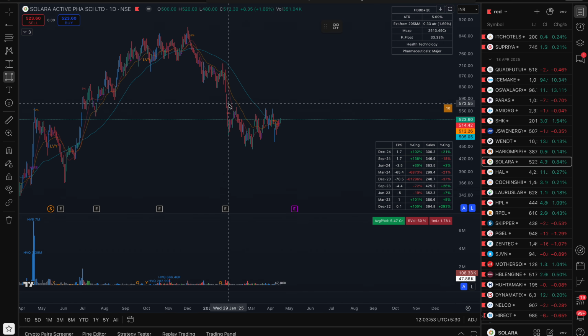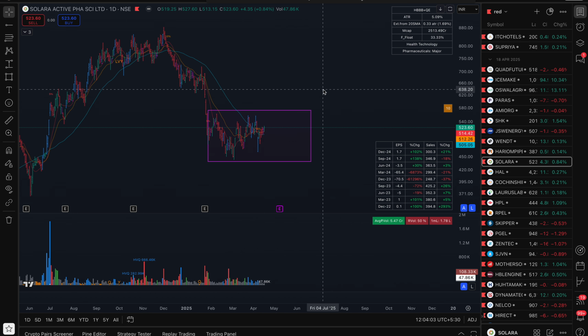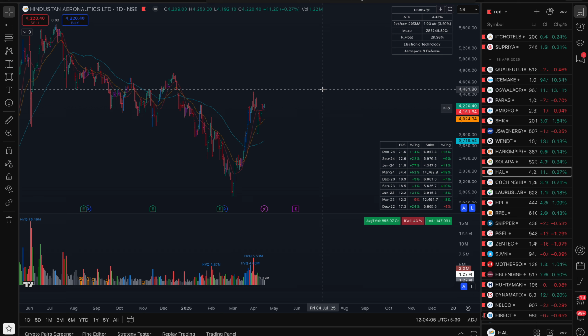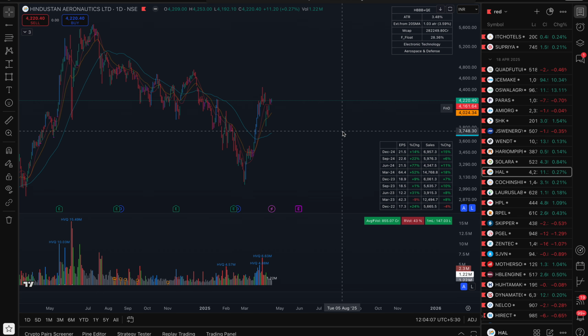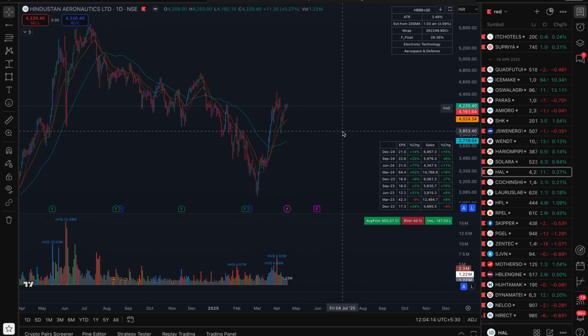Not so much actionable, but I like it. You can see that EPS getting better after really bad quarters here. It's a reversal base, so I would want to look at how it does. HAL is slightly in line with the defense name.